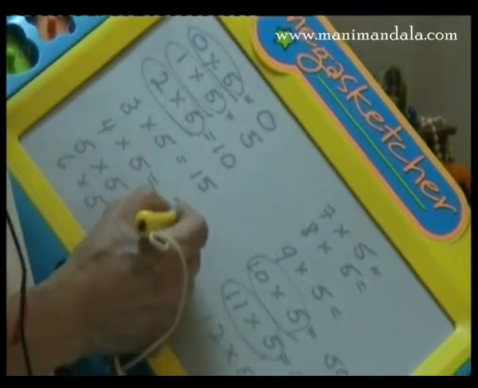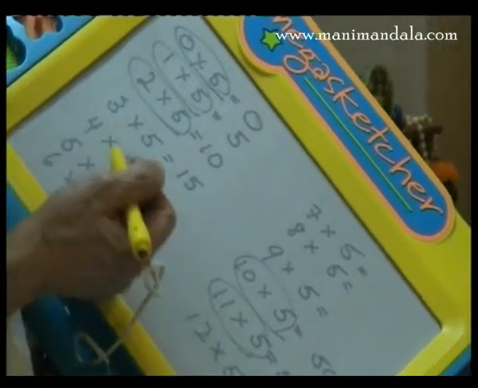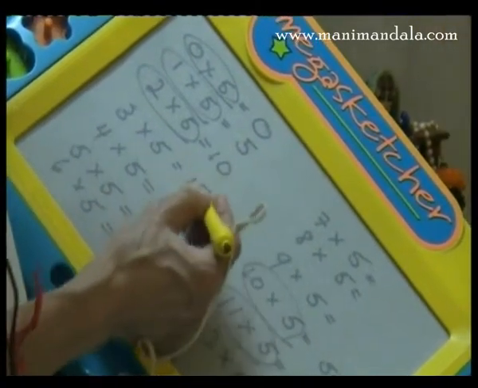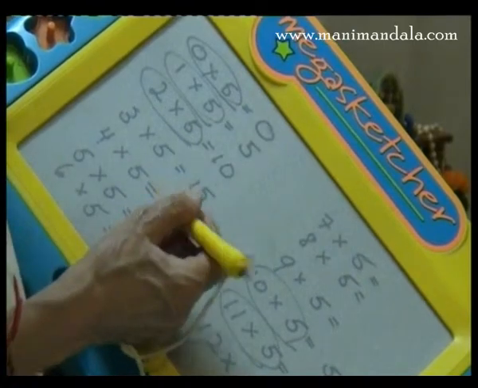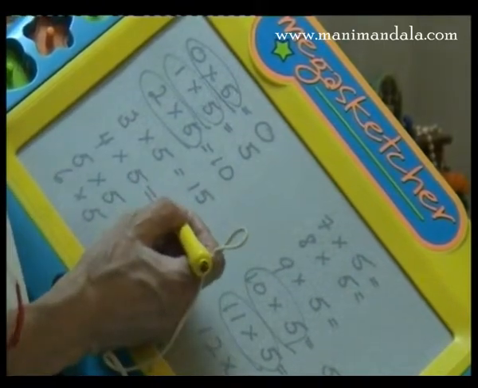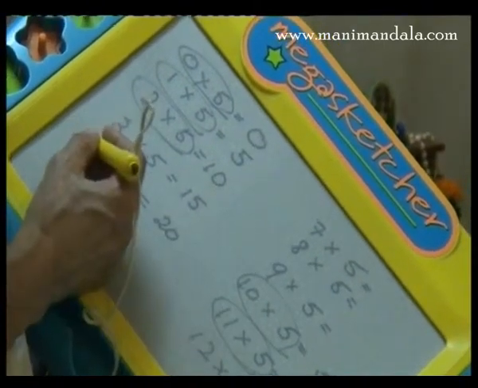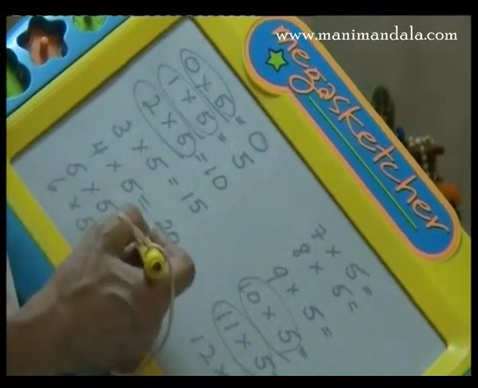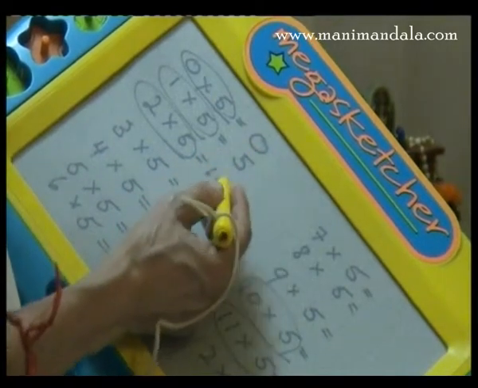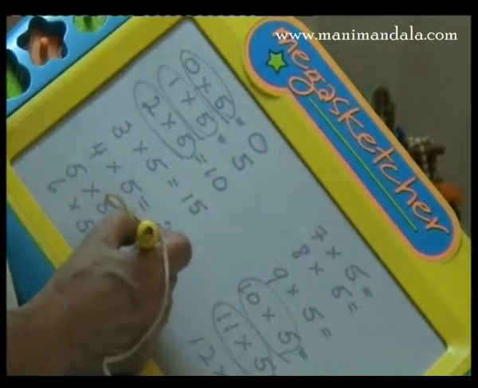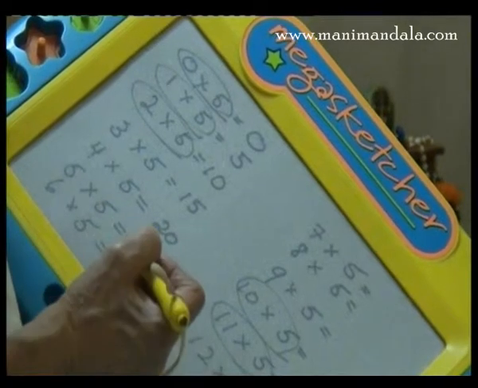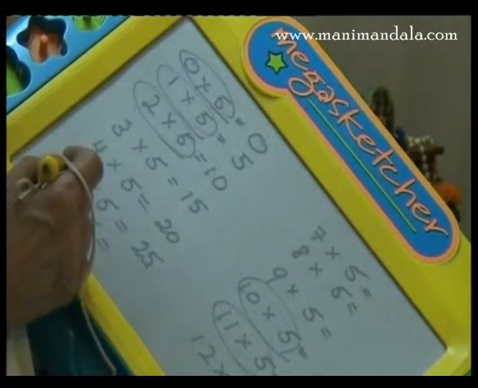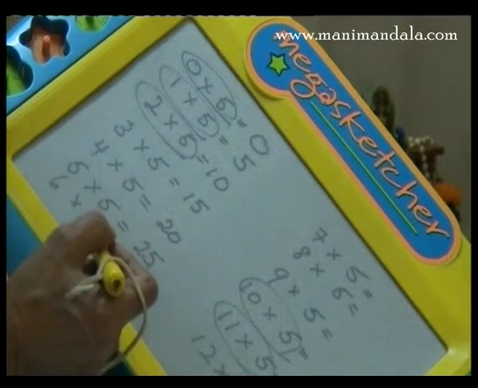4 is an even number, and we have a 0 at the end. Alright? So we now know 0, 5, 10, 15, 20. 3 5s are 15. 4 5s are 20. We can cross check. 4 is even, and we end in 0, 20. 5 5s. 0, 5, 10, 15, 20, 25. 5 5s are 25. Odd, odd. Odd number 5, 5 5s are 25.